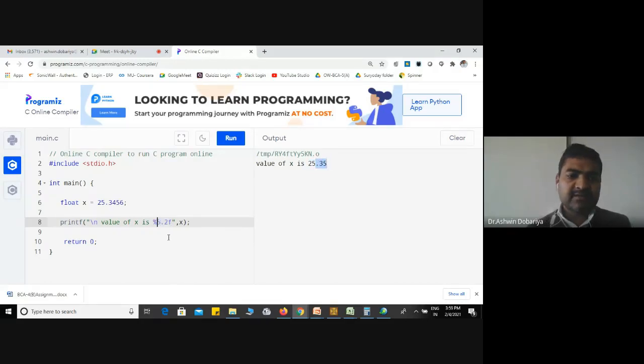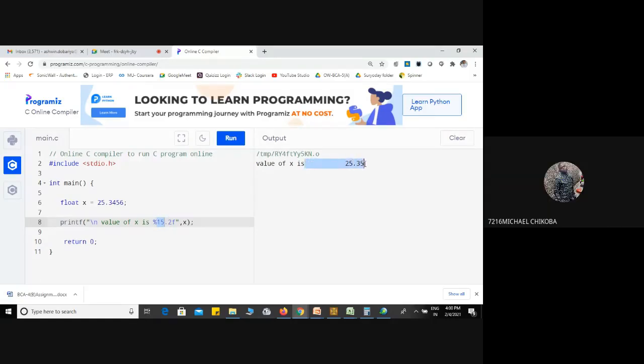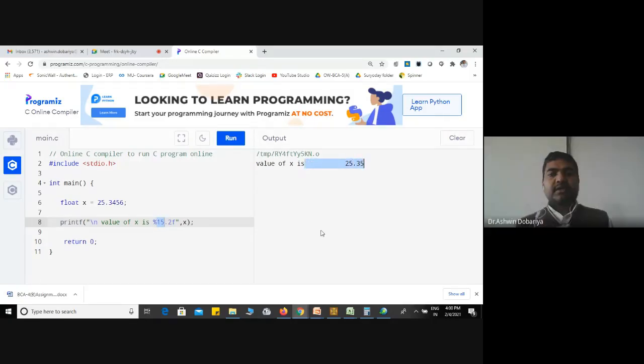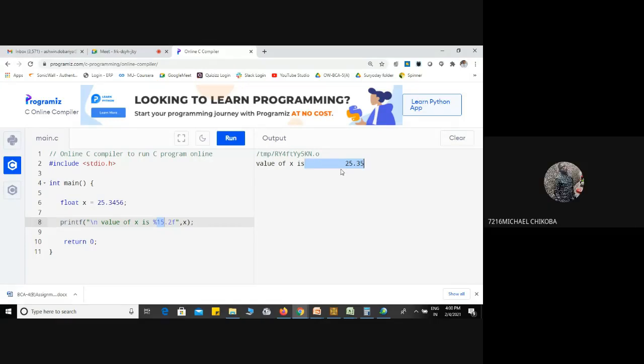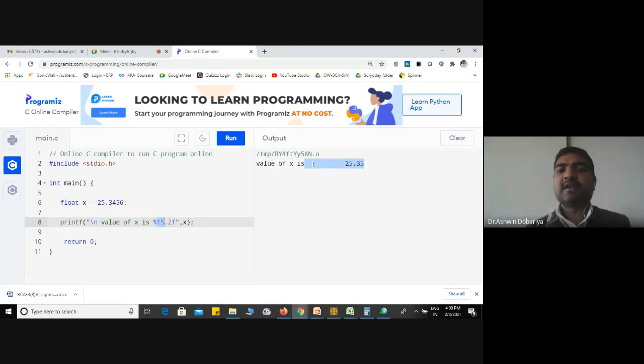Now if I mention 15 over here, let's see what the output is. What is the meaning of this 15? See, 15 means total width is 15, and then the space is 10. Yes, very good. Total space is 10, and in the remaining 5 positions, the data will be displayed.